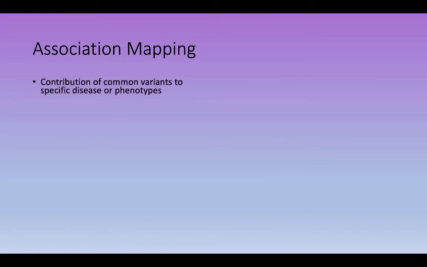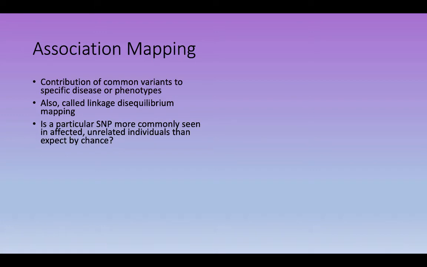Association mapping is another approach that sort of builds on the quantitative trait loci approach. And here, what we're trying to do is find the contribution of common variants to specific diseases or phenotypes. Sometimes this is also called linkage disequilibrium mapping. In particular, one of the things that we're interested in is whether a particular SNP is more commonly seen in affected, unrelated individuals than we would expect by chance. So that's the general hypothesis that we're trying to test.